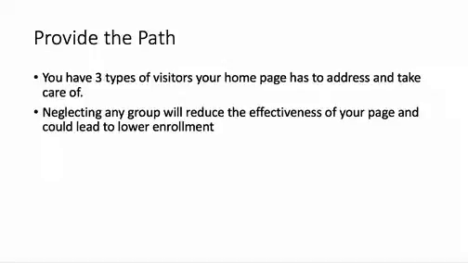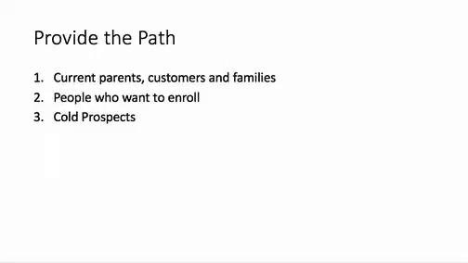All right, so the first thing that a homepage needs to have is a path for the 3 types of visitors to take. There's really only 3 types of people that show up on your homepage, and you need to help them. If you neglect even any one of these groups, you will tremendously reduce the effectiveness of your homepage, and it could easily lead to lower enrollments, whether people who aren't enrolling or parents who disenroll and move on, and you never know why. So really make sure that you provide the path for these 3.